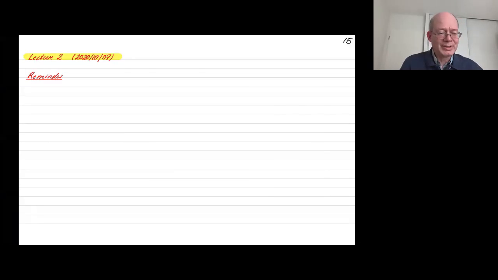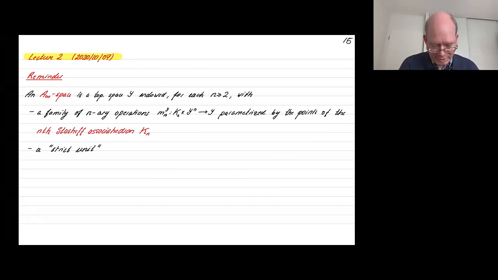Okay, so let me start with a brief reminder of what we saw last time. We saw the definition of A-infinity spaces and A-infinity algebras. Let me quickly review that. So A-infinity spaces were defined as abstractions of loop spaces.